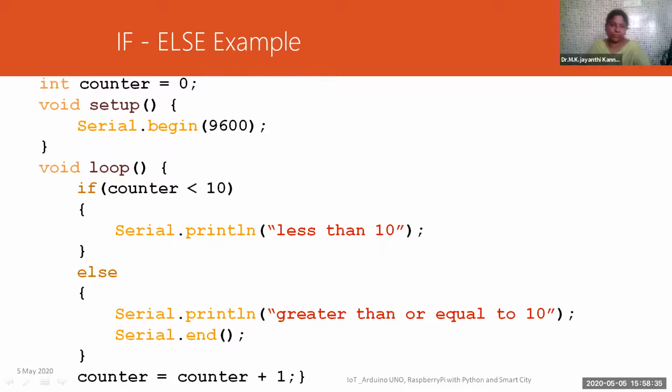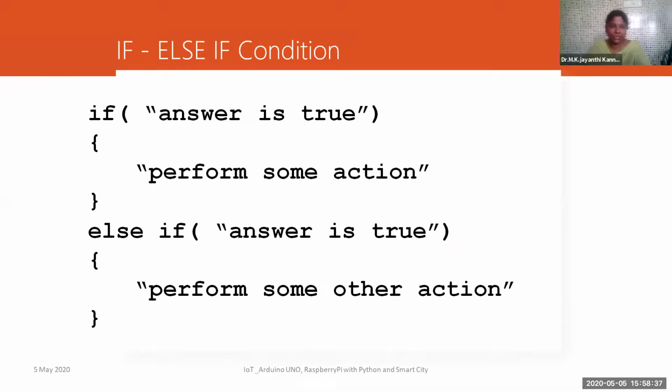We can make use of the if else if statement also. So, if else if condition. We can make use of nested if statements. The if condition will be checked; if the condition is true, the statements will be executed. If the condition is false, it will check another condition, the else if second condition. If the first condition is false and the second condition is true, then the statement followed by else if will be executed.